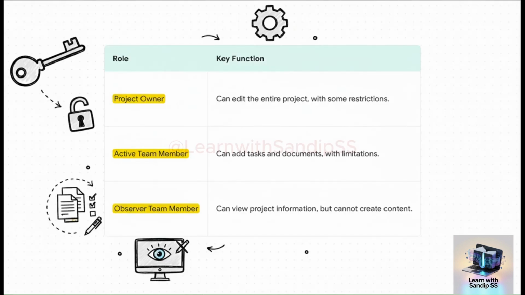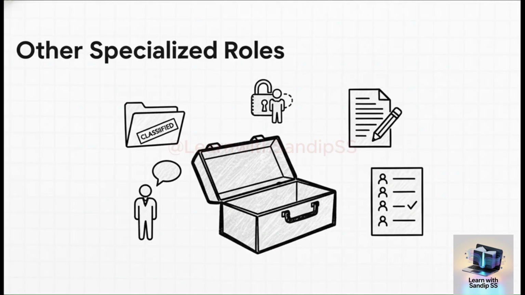So, getting these roles straight is absolutely crucial. You've got your project owner, who has pretty much free rein to edit things. They're like the project's admin. Then there's the active team member. They can add stuff, tasks and documents, but there are limits. And the observer, well, they can look, but they can't touch. It's read-only access, which is perfect for those stakeholders who just need to be kept in the loop. And believe me, it doesn't stop with just those 3. The system gives you a whole toolkit of other specialized roles. I mean, you can get super granular, giving one person access to only classified documents, or letting another person edit just the supplier list. It's that level of fine-tuned control that really puts you in the driver's seat.